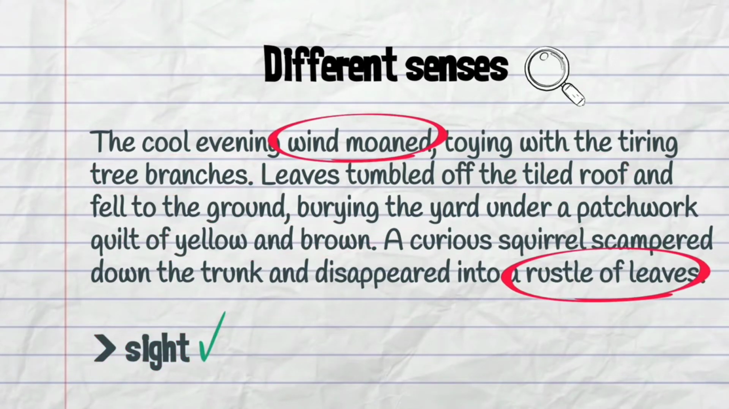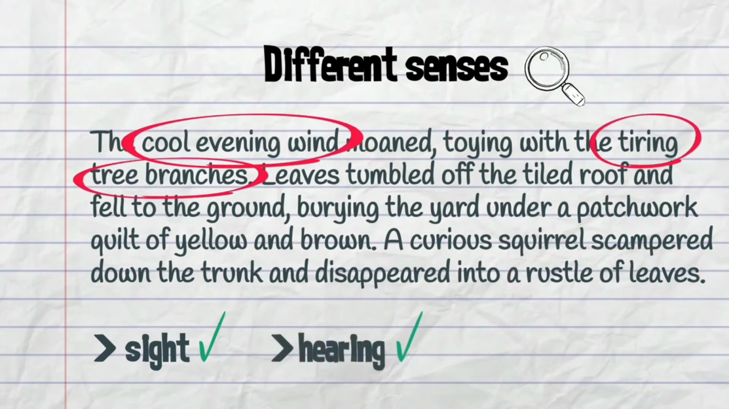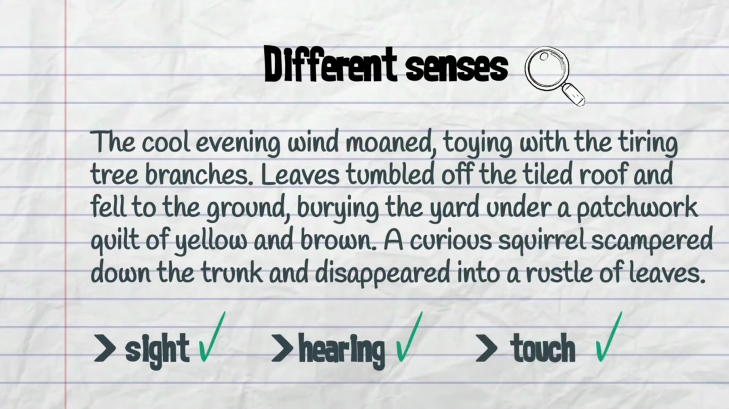Here the author has described what the reader should hear: the wind moaned, rustle of leaves. And here the author has made descriptions to let the reader feel cool wind, tiring tree branches. Depending on what we are describing, including all of the senses can be difficult. At the end of the lesson, we'll be describing a little trick to help us with this.